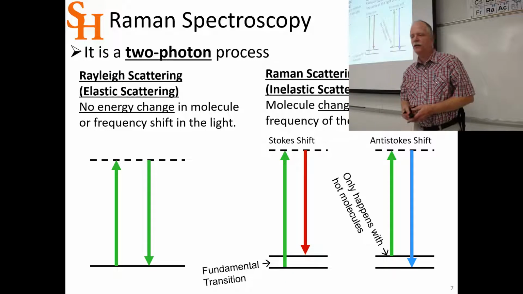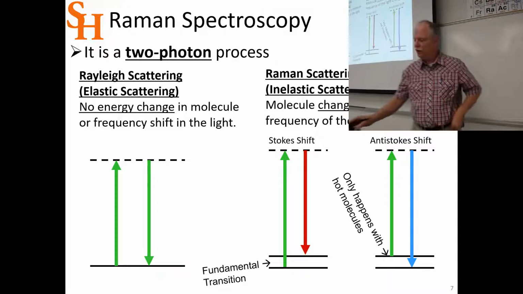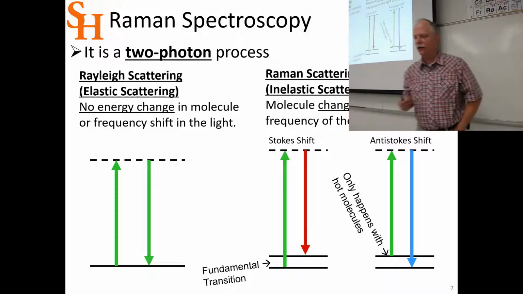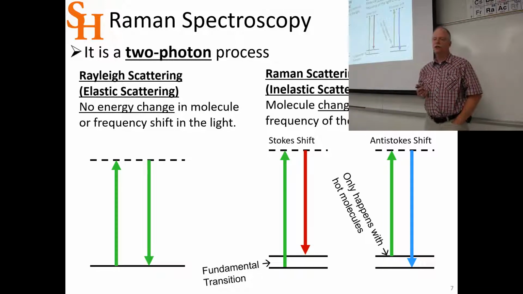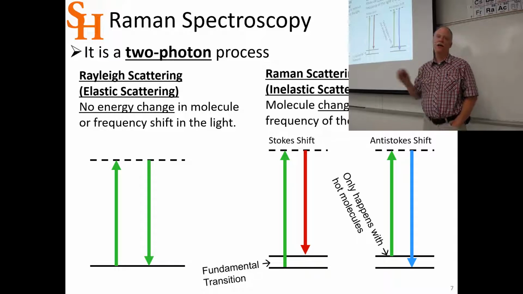Let's review a little bit. This is Raman spectroscopy, and it's using the Raman effect, which is inelastic scattering. We have elastic scattering, which is the Rayleigh scattering. So if the laser line comes in at 532 nanometer light, which is a green photon, and it comes out without any change in energy, that's elastic scattering.